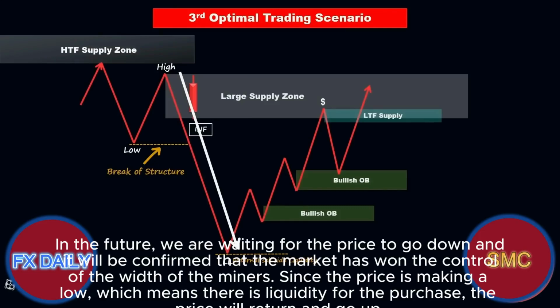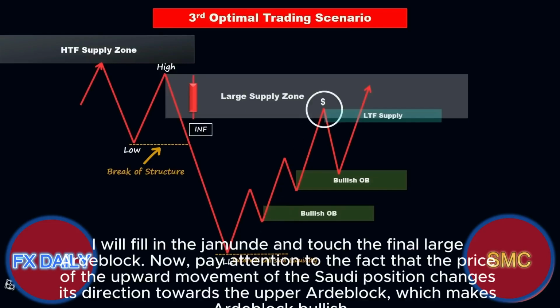Since the price is making a low, which means there is liquidity for the purchase, the price will return and go up. It will fill in the gap and touch the final large order block. Now, pay attention to the fact that the price of the upward movement changes its direction towards the upper order block, which makes the order block bullish.